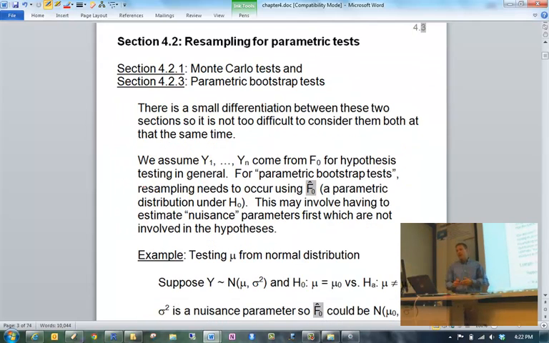Okay, so I basically combined two sections in section 4.2 that we're going to focus on: Monte Carlo tests and parametric bootstrap tests. That's what the authors call them. I will just simply refer to this as the parametric bootstrap in terms of hypothesis tests. The authors talk about the difference, but it's a very, very small difference that I don't think is really worthwhile saying, okay, this is Monte Carlo test versus this is parametric bootstrap. Most people, I can just call this a parametric bootstrap.